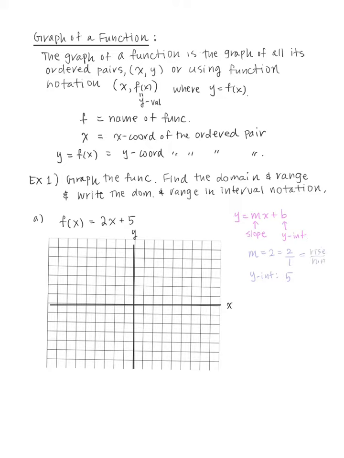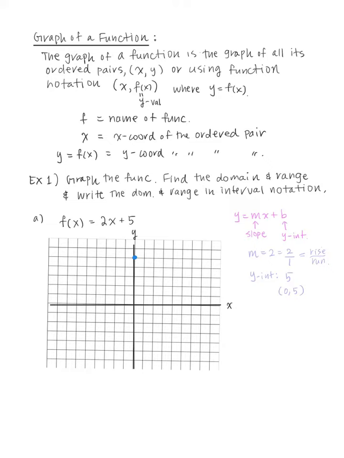Okay, so now I think we are ready to graph. So first, let's jot down the y-intercept. The y-intercept is 5, so I'm going to go 1, 2, 3, 4, 5. The y-intercept 5 means that when x is 0, y is 5. Okay, so now let's deal with the slope. Slope is defined as rise over run.